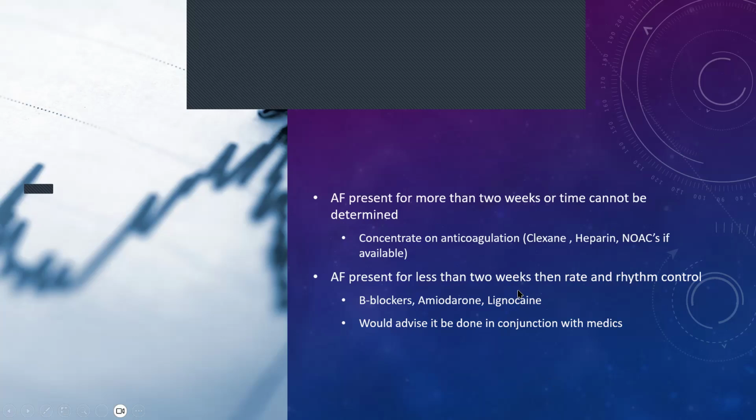Once you have that, that's when you consider controlling the rate and the rhythm. So you would do that with things like beta blockers, whatever you've got available. You may use amiodarone, lignocaine, depending on what you have available. But I would always advise that if you're going to do rate and rhythm control in these patients, it should be done, well, not under the supervision, but at least in conjunction with the medics. The reason being that they at least can know what's going on in case they want to take the patient into a high care setting or something like that.